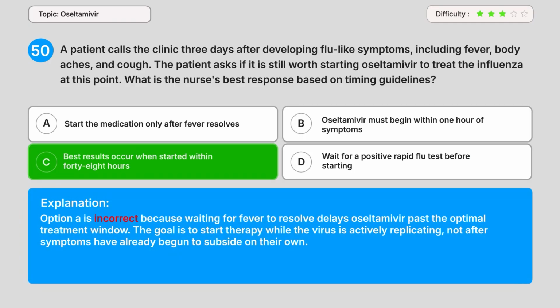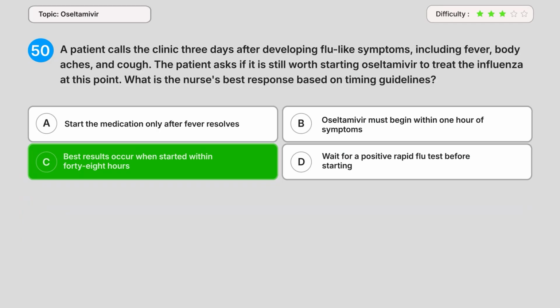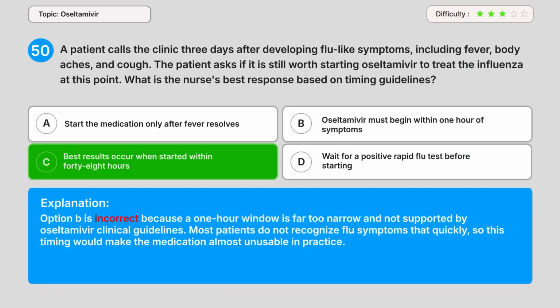Option A is incorrect, because waiting for fever to resolve delays oseltamivir past the optimal treatment window. The goal is to start therapy while the virus is actively replicating, not after symptoms have already begun to subside on their own. Option B is incorrect, because a 1-hour window is far too narrow and not supported by oseltamivir clinical guidelines.